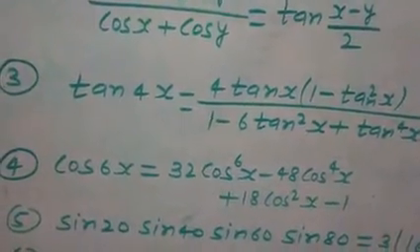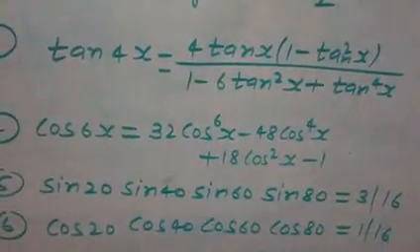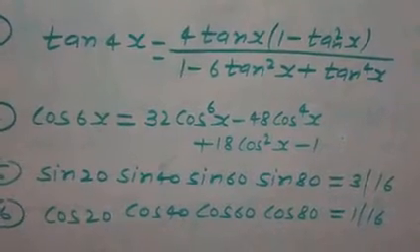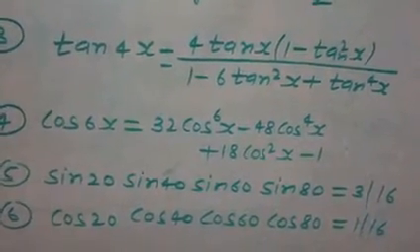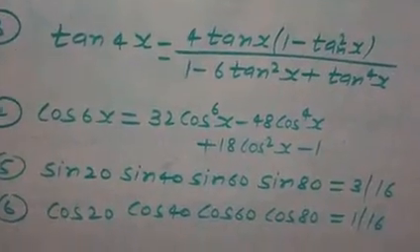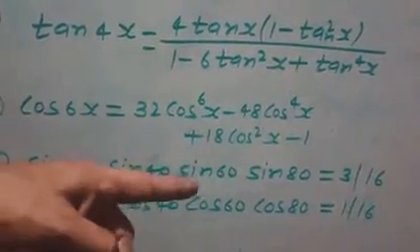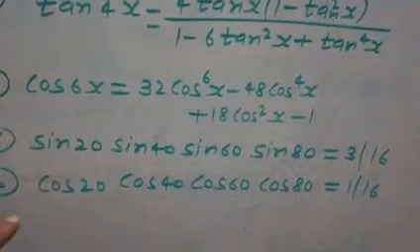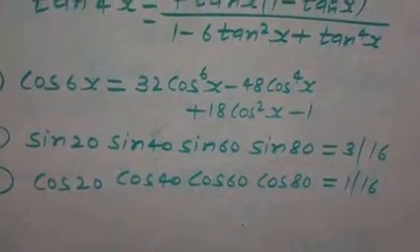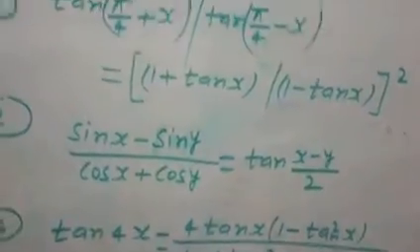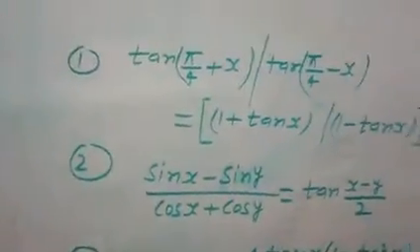Then the next question is cos 6x is equal to 32 cos⁶x − 48 cos⁴x + 18 cos²x − 1. And then there are two questions related to sin 20 sin 40 sin 60 sin 80 equals 3 by 16, then cos 20 cos 40 cos 60 cos 80, that is 1 by 16. So here I am going to solve the first question, and this is the left hand side.